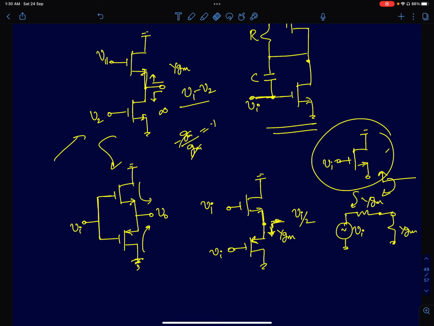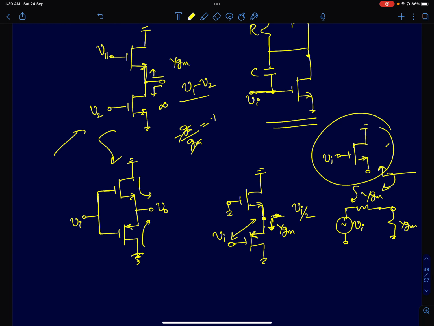Similarly, I've assumed the input to the PMOS as 0 and showed the gain is half. Similarly, I can assume the NMOS's gate is at ground. If I apply Vi here, this is again a source follower, so you'll get a gain of half. So you will get Vi by 2 plus Vi by 2, so the total voltage at this node will be Vi itself. If you keep this point in mind, it's very easy to analyze.